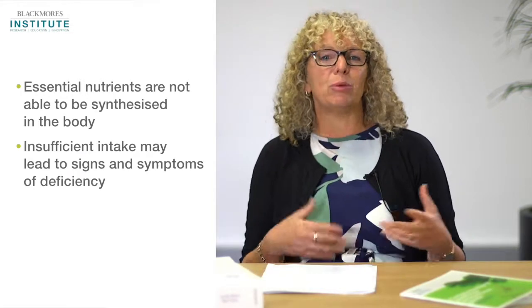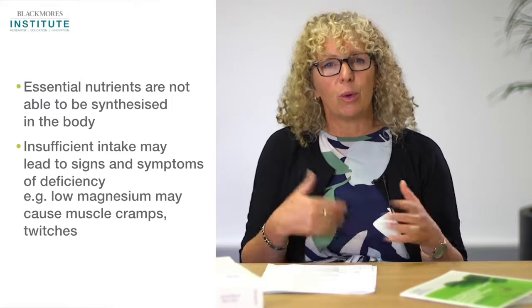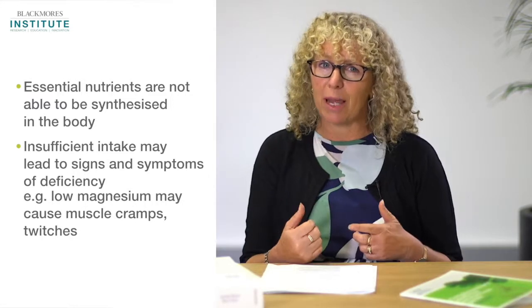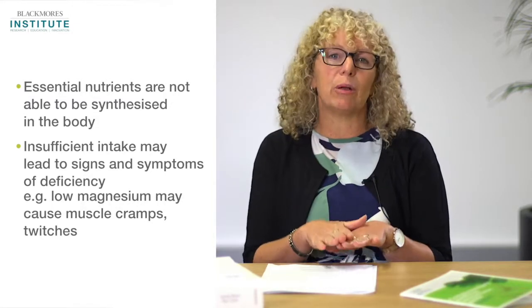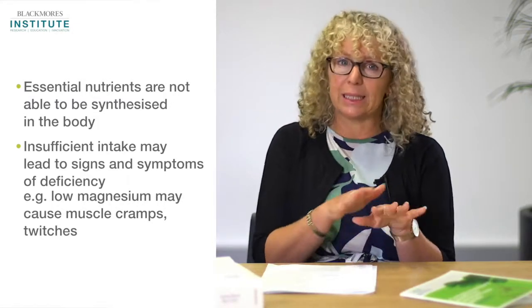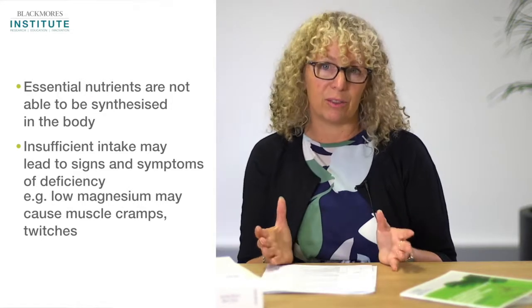So a common example would be magnesium. When people start to run low on magnesium, what they tend to find is they can get muscle cramps or eye twitching, for example. If they become very low in magnesium to the point of hypomagnesemia, you can actually get fatal arrhythmias. So it can in fact be fatal.